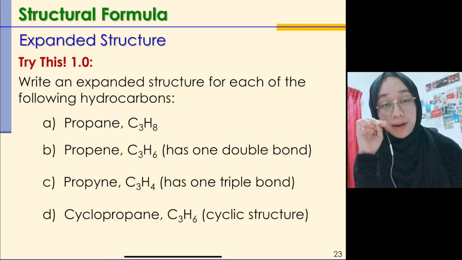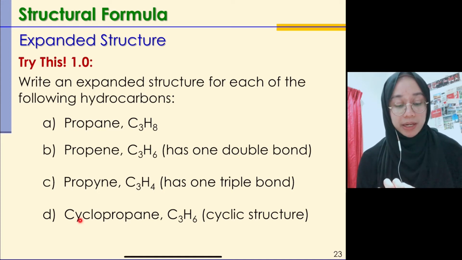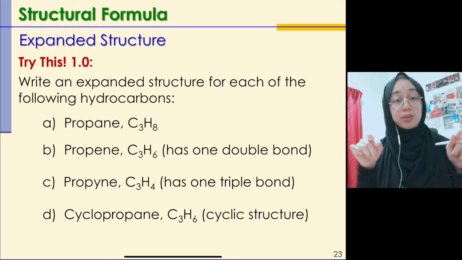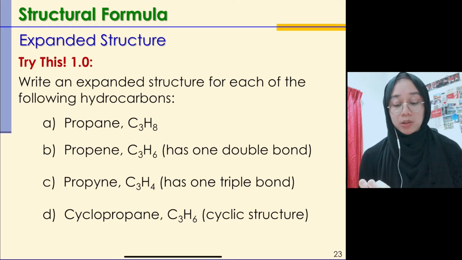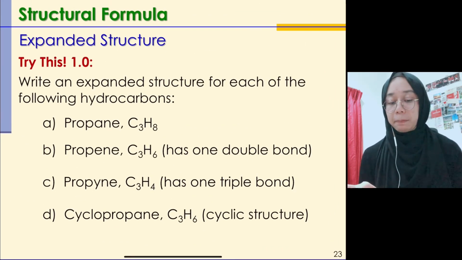So nanti kamu try lukis dalam bentuk expanded. And then D pula cyclopropane. Sebab dia ada perkataan cyclo, bermaksud dia adalah cyclic structure. So try buat carbon tu, susunan dia supaya jadi a ring. Okay, so ini ada 3 carbon. So try lah buat macam mana dia boleh jadi ring. Okay, so nanti try ni.